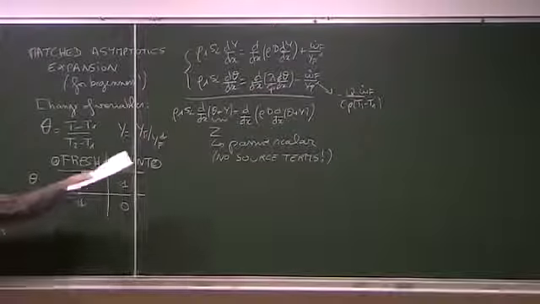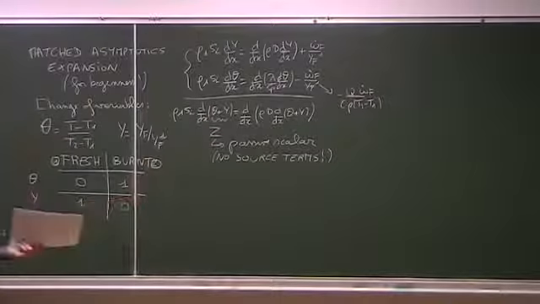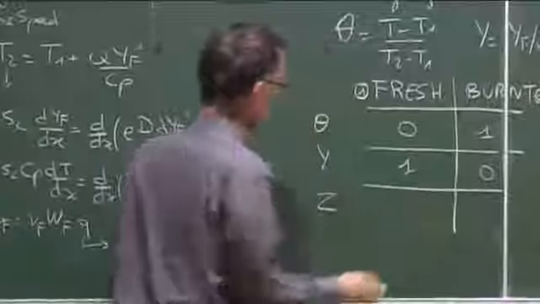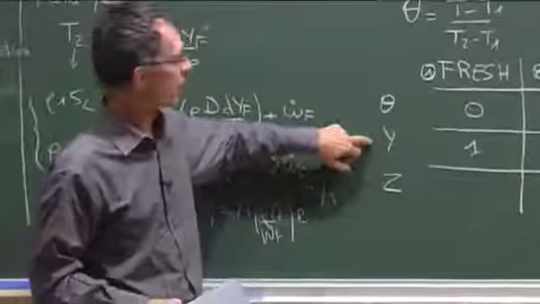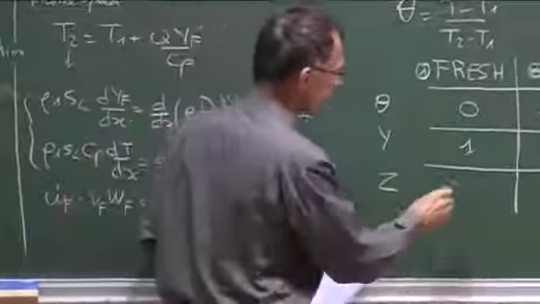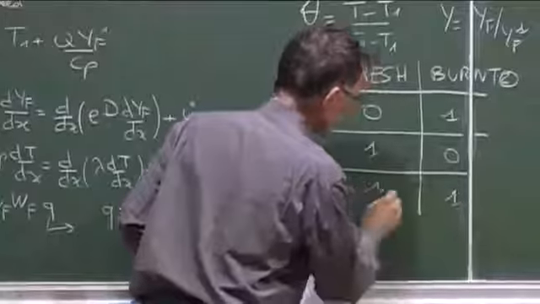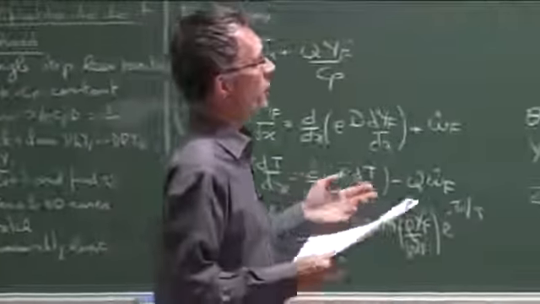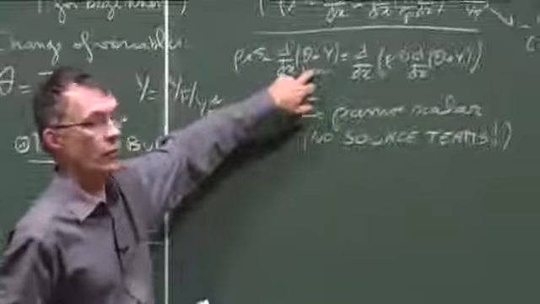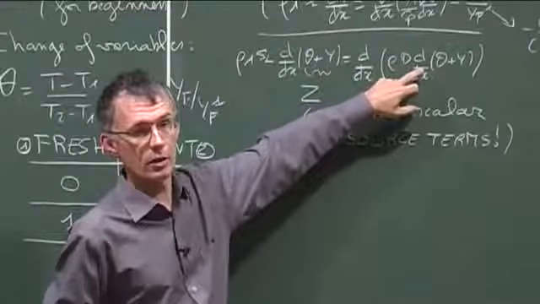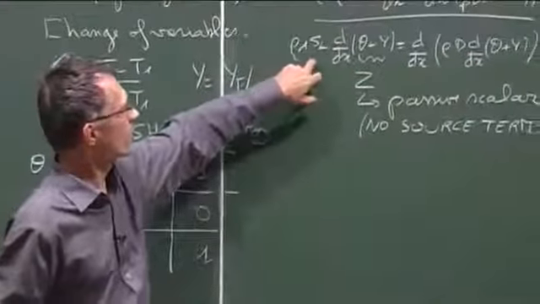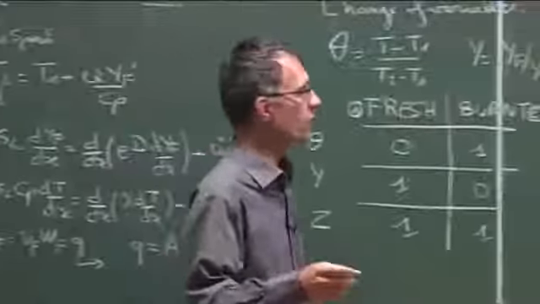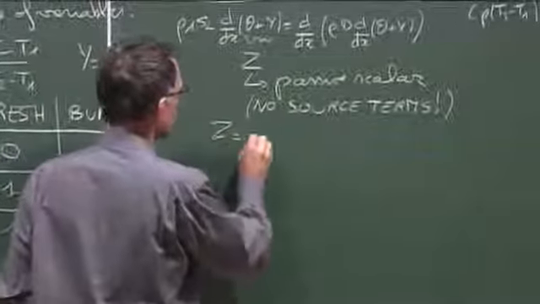Now, if you look at this equation, and you look at the boundary condition for Z, Z is the sum of theta plus y. So you see it's 1 in the fresh gases, and it's 1 also in the burnt gases. So now, if you think of an equation like this, saying the first derivative of Z is equal to the second derivative of Z multiplied by a constant, and with these two boundary conditions, you can do that at home. You will see that there's only one solution, which is Z equal 1 everywhere.